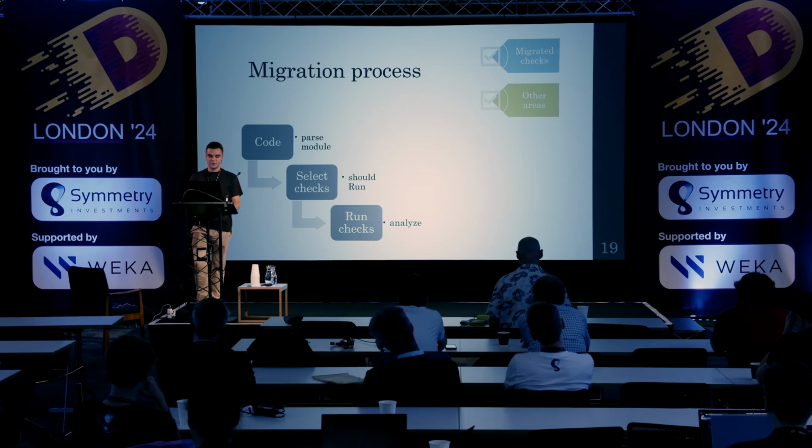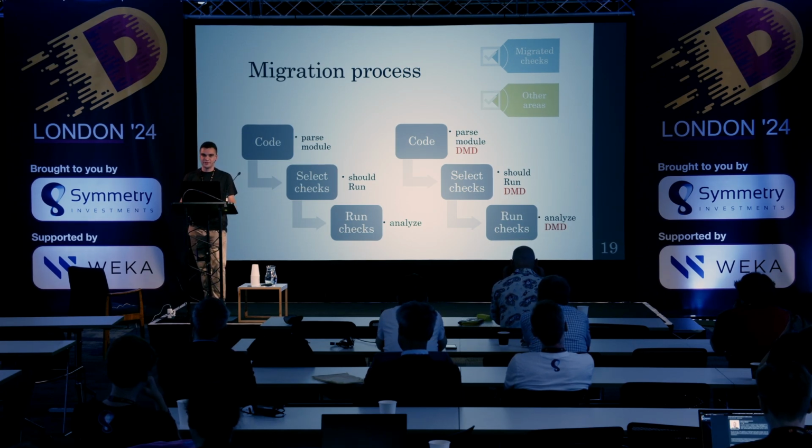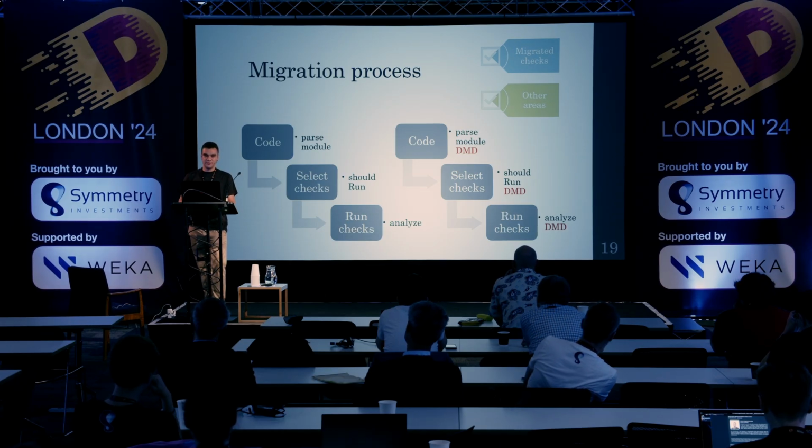What we did was actually we cloned this exact flow, but made it work with DMD instead. And we kept both flows running in our program, so whenever we migrated a check, we simply moved it from the libdparse flow to the DMD-as-a-library flow.